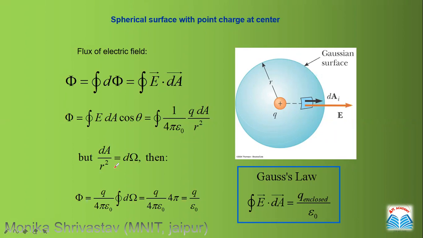So what is this dA over R square? dA over R square is the infinitesimal area, because dA is the small area and R is the radius, comparatively much bigger than this dA. So this dA over R square we will define as d omega. What is this d omega? D omega is a solid angle.